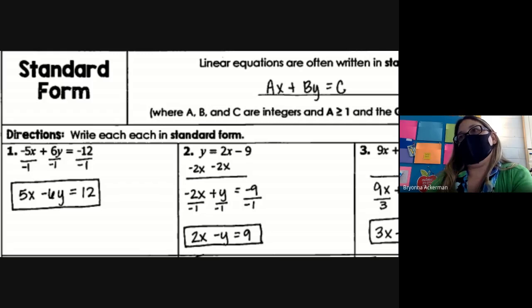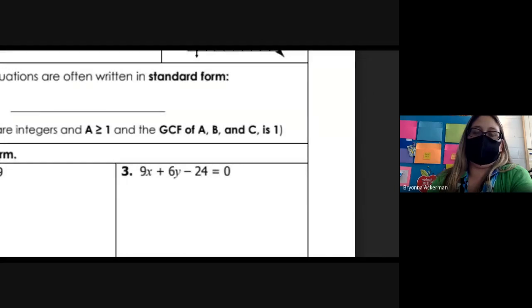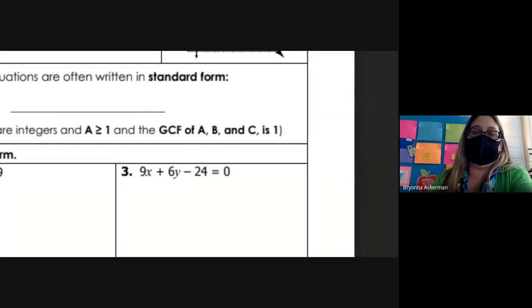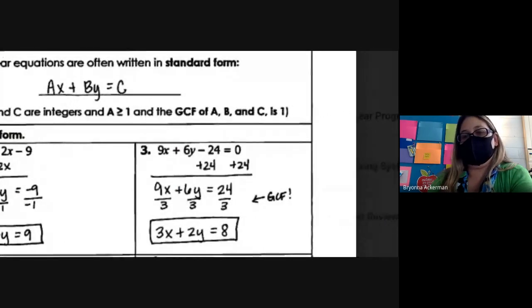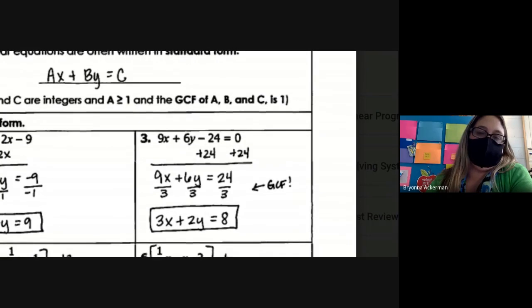Is there a greatest common factor that can go into 9, 6, and 24? Yes. So I'm going to divide. So first I'm going to add 24 because we want the c value on the right. Then I'm looking to see, is there something common? Yes. I'm going to divide everything by 3. Greatest common factor. So my final answer is 3x plus 2y equals 8.